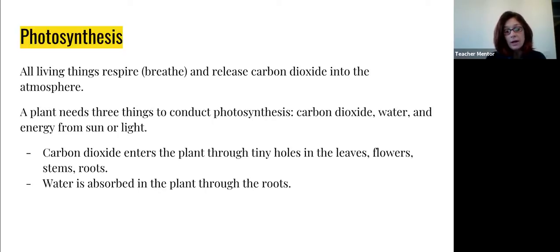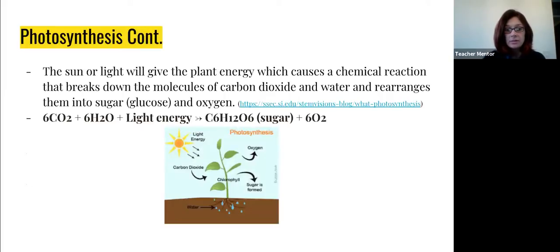Then we have water being absorbed through the roots. So those are the first two things that a plant needs. The last thing is going to be the sun or a light that's going to give the plant that energy to create a chemical reaction. That chemical reaction is going to break down and kind of rearrange the molecules.